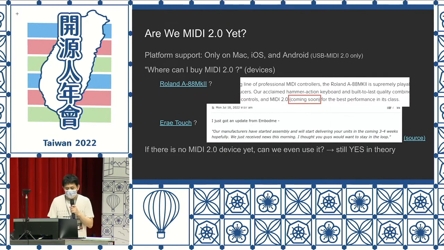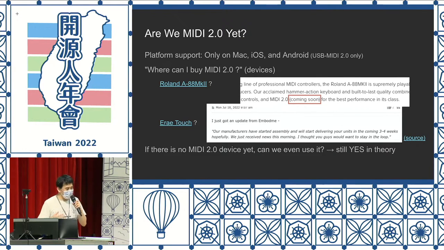So are we at MIDI 2 yet? Like, can we use MIDI 2.0 on my computers? The platform support is not really well done at this stage. There's no support for Windows. There's no support on Linux either. We do have support for Mac and iOS for MIDI 2 connections, and the latest Android, Android 13, will support USB MIDI 2.